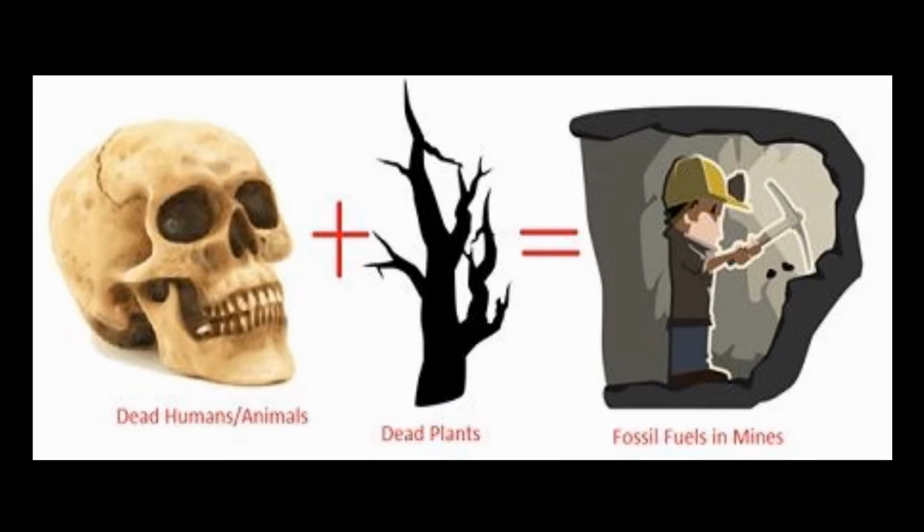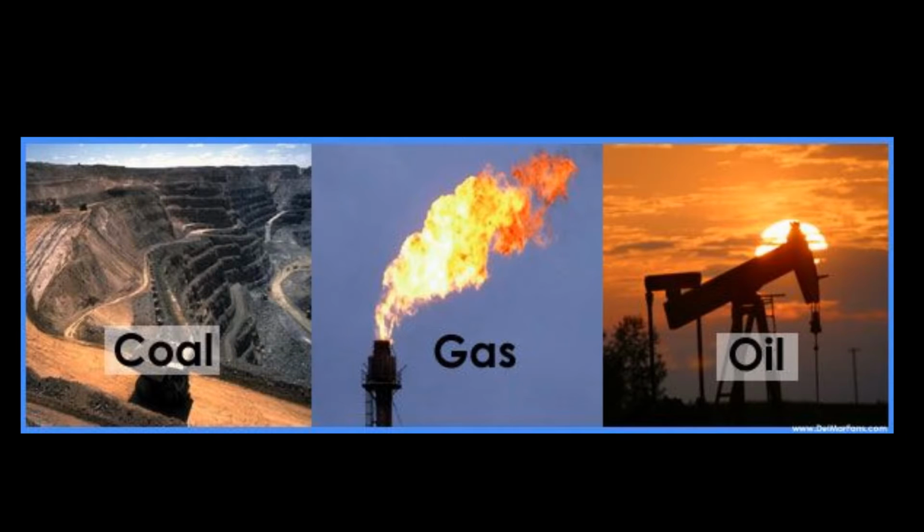Have you ever wondered what happens to dead plants and animals? These dead plants and animals are buried, and over a period of millions of years they get transformed into what we know as fossil fuels. Some examples of fossil fuels are coal, petroleum, and natural gases. Fossil fuels are non-renewable energy sources.